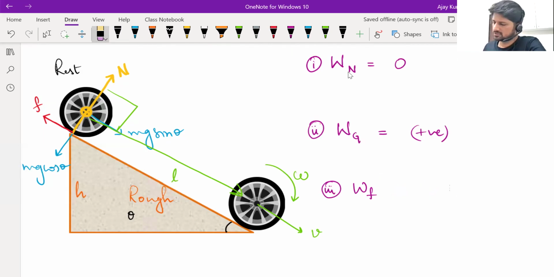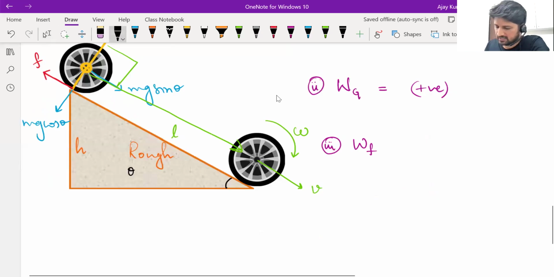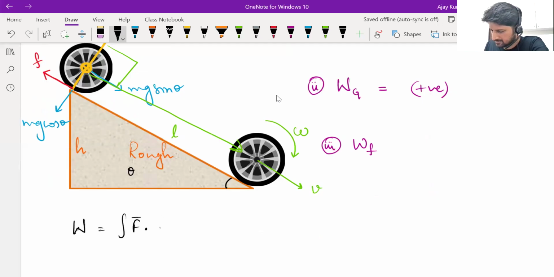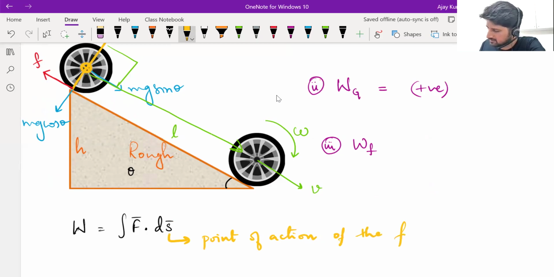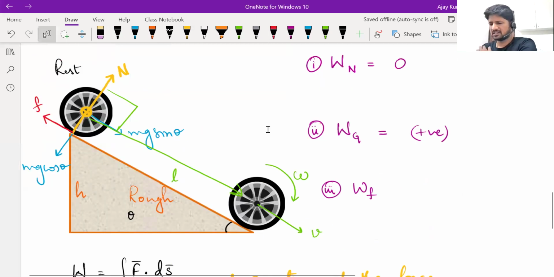Work done by any force is integral F dot ds. F is the force whose work you want to calculate, and s is the displacement of the point of action of the force, not the entire object. The exact point on which the force is acting is what matters. Okay. Now, gravity is fine. Gravity does positive work only. Object as a whole is descending.